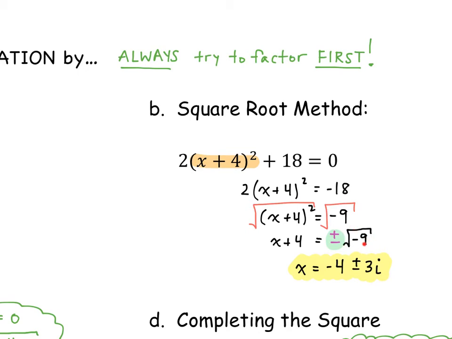And hopefully you remember the square root of -9, because it's the square root of a negative, we have an imaginary number, and the square root of 9 is 3, so we have 3i. All I did was I brought this 4 over to the other side, subtracting 4, and we get our two answers here.